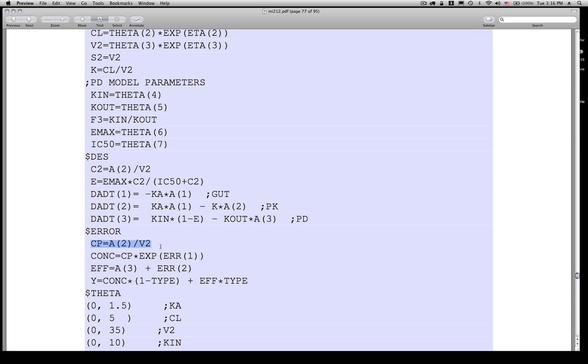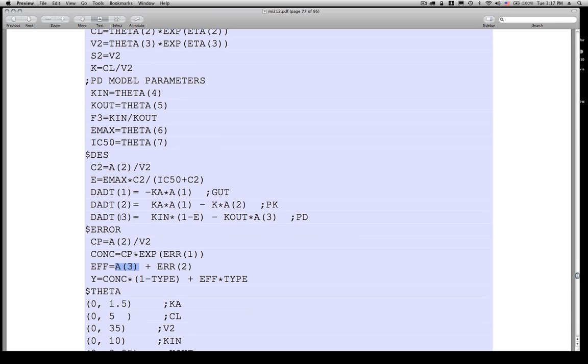The way we model the error block is similar to what we usually do, where CP is A2, and so concentration is equal to CP with some residual error model. Effect now is just directly what's observed in compartment 3. So we don't need a PD model here. The effect is equal to the response compartment plus some residual error. We still switch between the two different types because this is a simultaneous fit. Okay, so the key thing here is that effect is equal to an amount or a concentration in one of the compartments. It's not necessary to scale that or multiply it by some slope or Emax relationship.